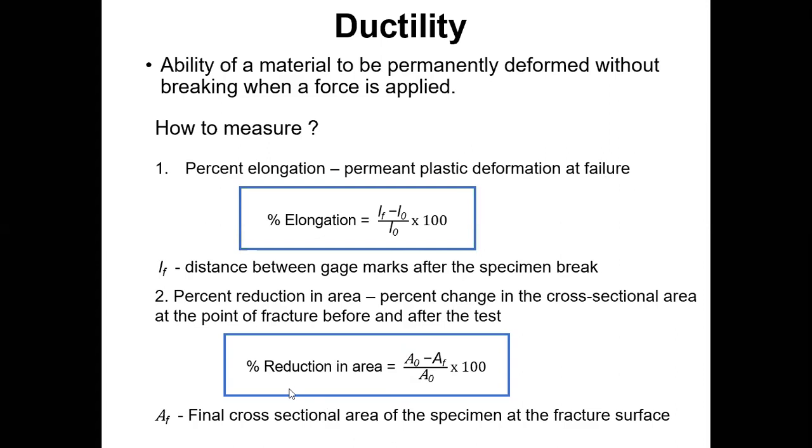Okay. Then when that happens, the percentage reduction in area means the percent change in the cross-sectional area at the point of fracture before and after the test. Fracture means the break. After the break, you can roughly measure the cross-sectional area of the specimen, right? That is AF. AF is the final cross-sectional area of the specimen at the fracture surface. That means it breaks at a particular point. At that point, what is the area, right? This is the percentage reduction in area. So we can use these two measures to get an idea about the ductility of a material, right?